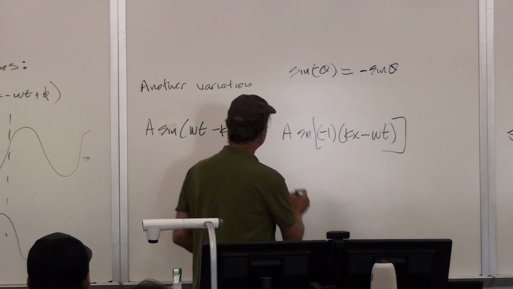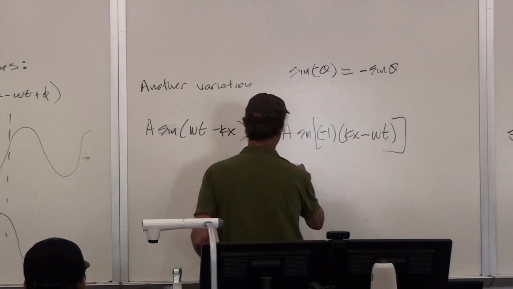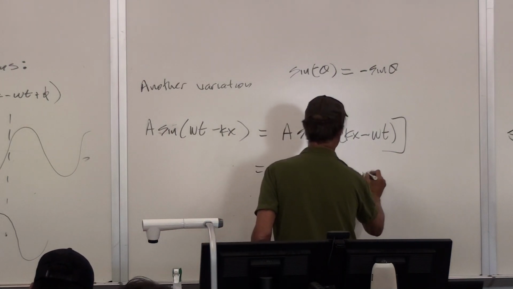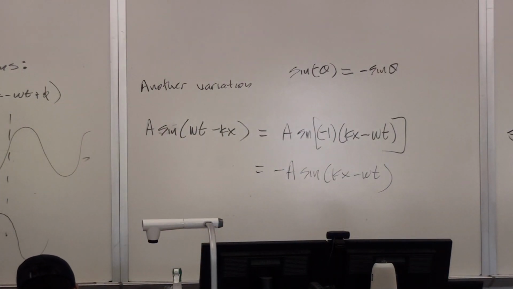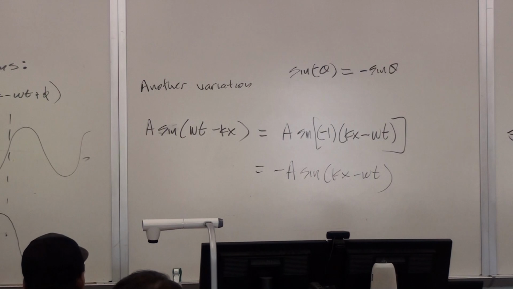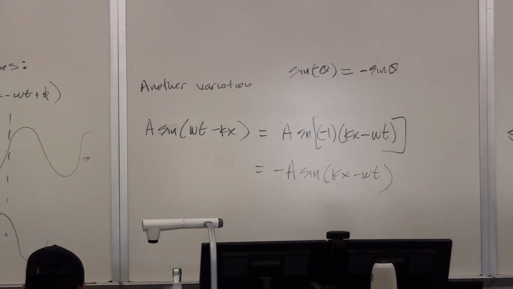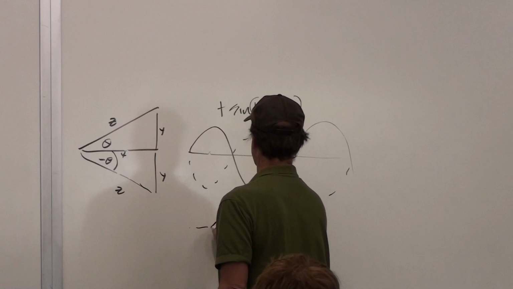So we use that here. We just see that this is equal to minus a times the sine of kx minus omega t. And so it's a negative sine function. Does everybody see that? So if we have a positive sine function, it looks like this. This is our negative sine function.